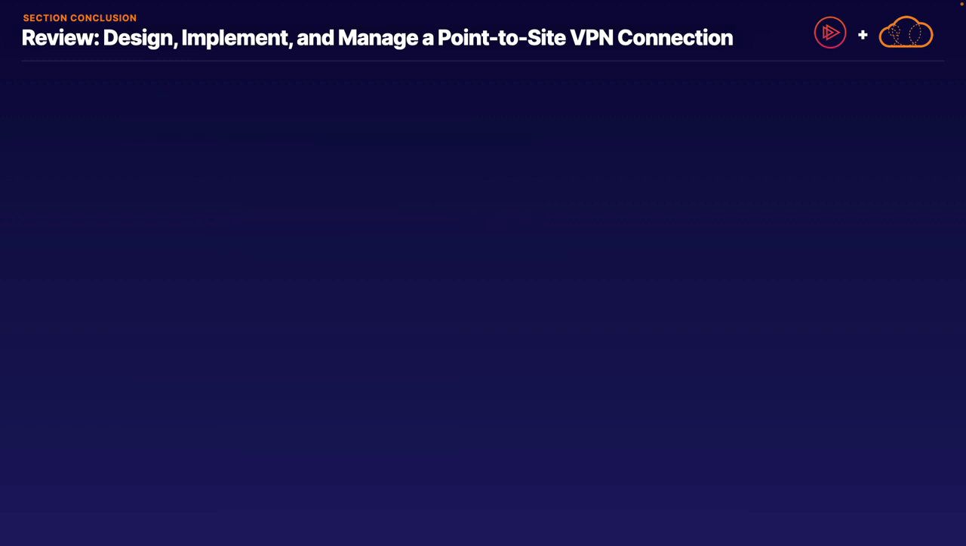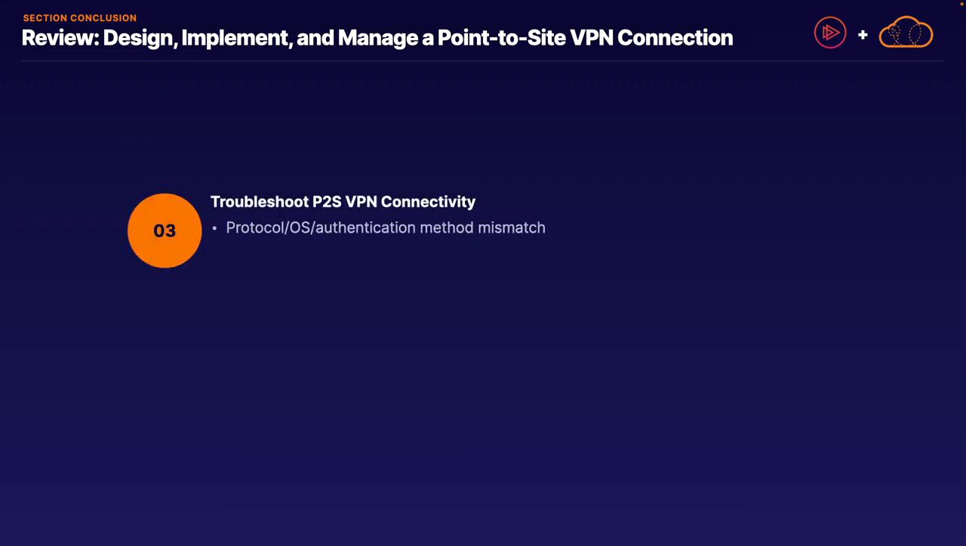We then moved on to a quick lesson on how to troubleshoot point-to-site VPN connectivity, which had a few separate points to consider. One of which is that from a troubleshooting perspective, you need to be sure that your protocol or tunnel type and your operating system and your authentication method all match up together.